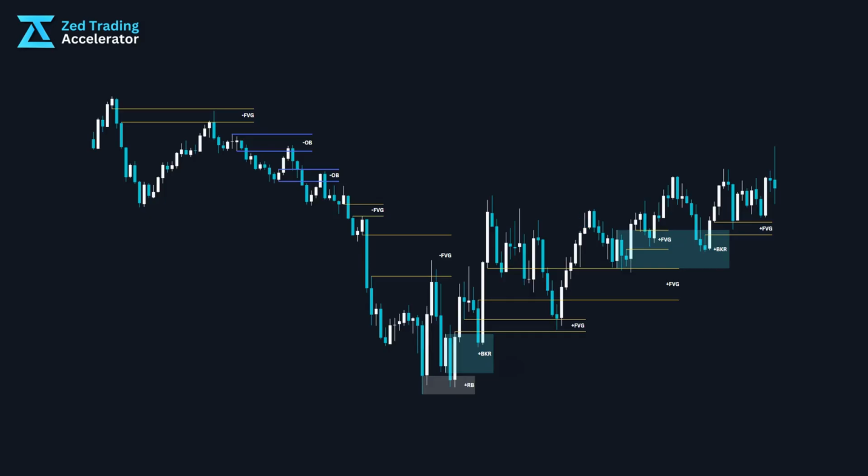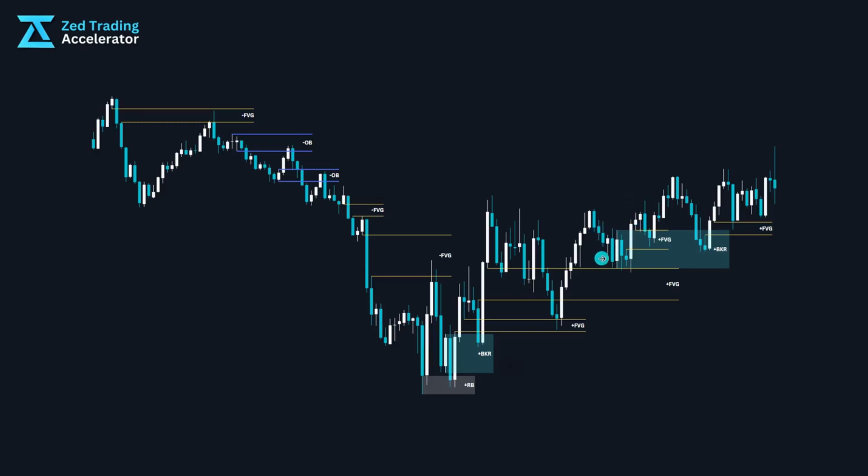Would you look at that? Look at how price beautifully respected and rejected this fair value gap right here. Now it has continued higher. Right here, we have our market structure shift once again. Price retraced lower. We still have our fair value gap here. Price finds support in this fair value gap and has now shifted higher once again.